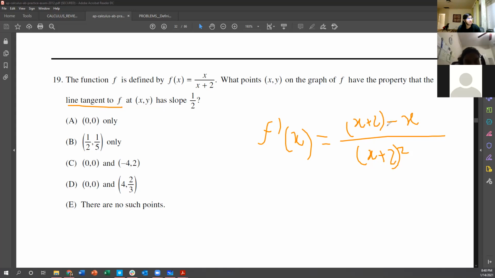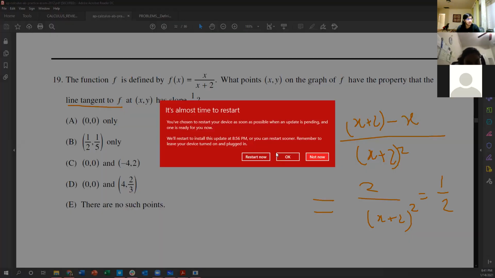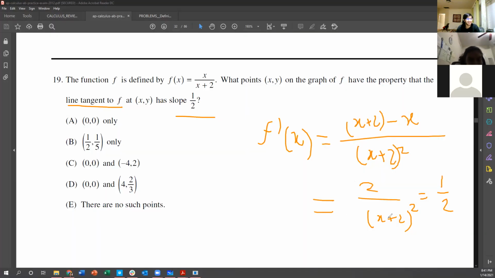So then this is going to equal 2 over (x plus 2) squared, right? Because the x's will cancel. We'll have 2 over (x plus 2) squared. And we need this derivative to equal 1/2 because we want the tangent line to have slope 1/2. So that implies that 4 is equal to (x plus 2) quantity squared, correct?